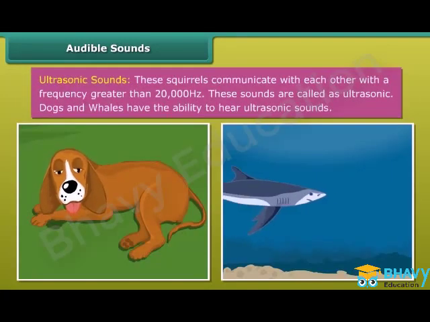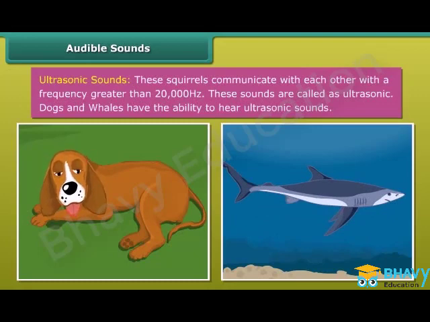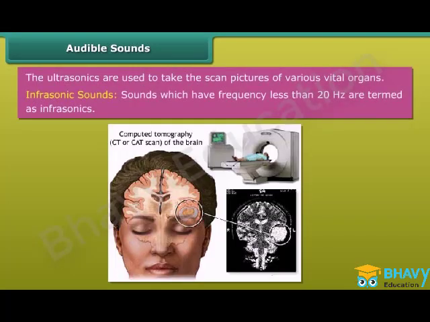Ultrasonic sounds. These squirrels communicate with each other with a frequency greater than 20,000 Hz. These sounds are called ultrasonic. Dogs and whales have the ability to hear ultrasonic sounds. The ultrasonics are used to take scan pictures of various vital organs. Infrasonic sounds. Sounds which have frequency less than 20 Hz are termed as infrasonics.